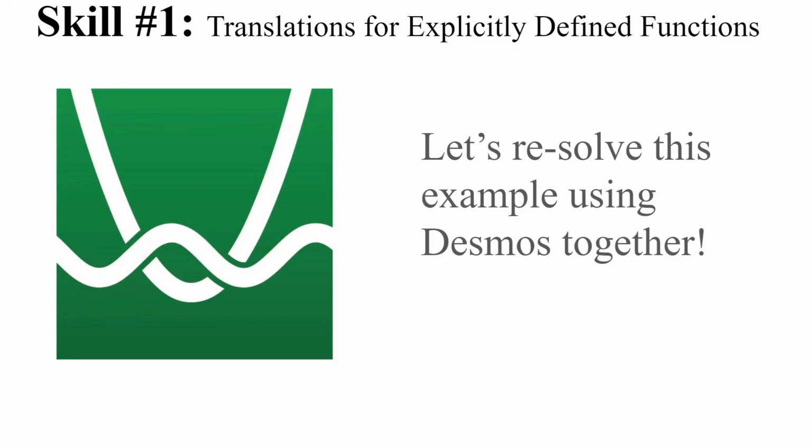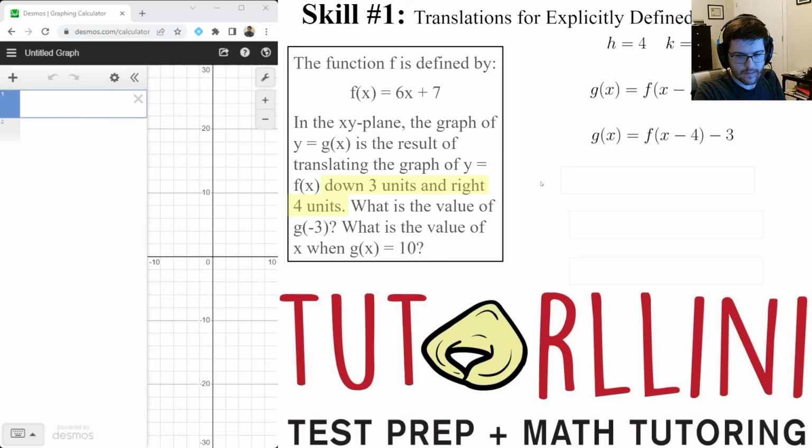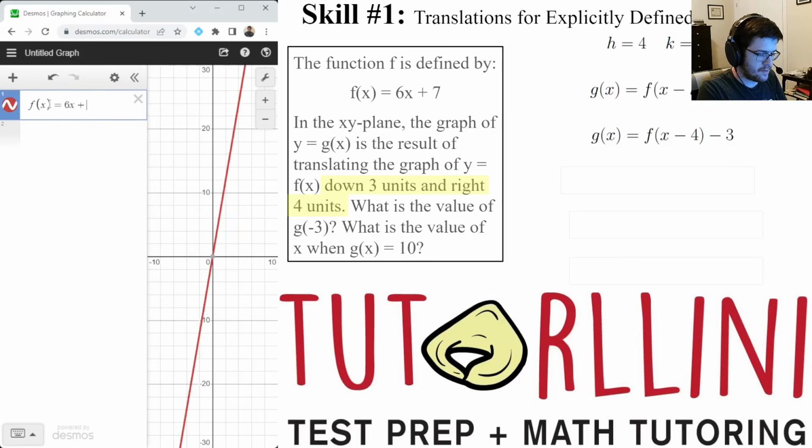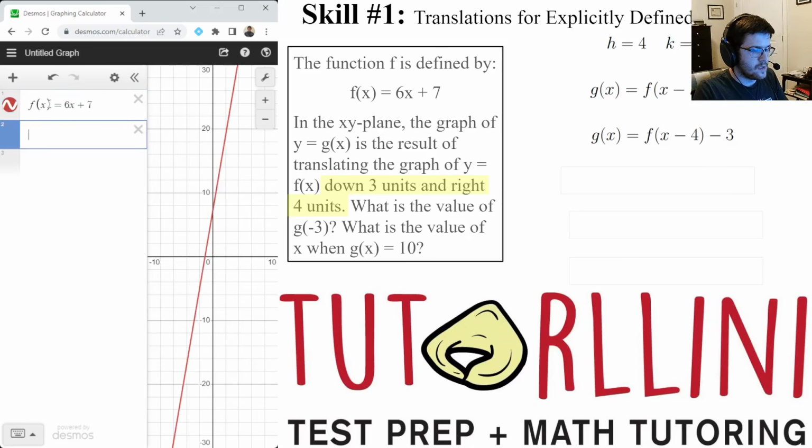Let's go ahead and resolve this example using Desmos together. Okay, everybody, so first thing we're going to do is type in our original function, f of x equals 6x plus 7. Now we still had to do those first couple steps where we figure out the horizontal shift and the vertical shift. So h is 4, and k is -3, so we're going to write g of x equals f of x minus 4 minus 3.